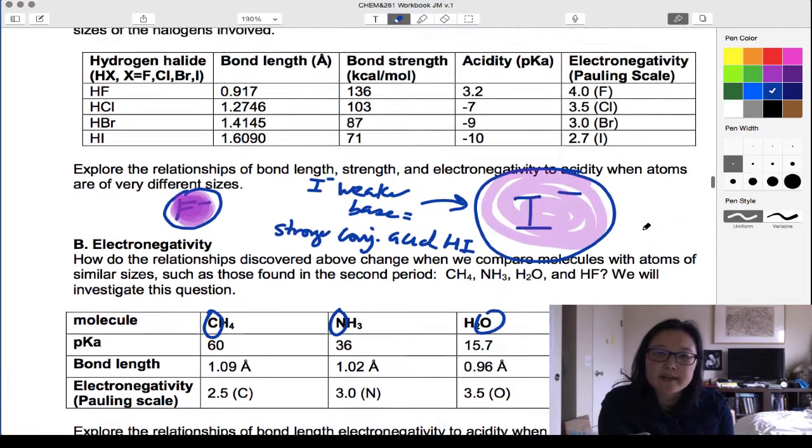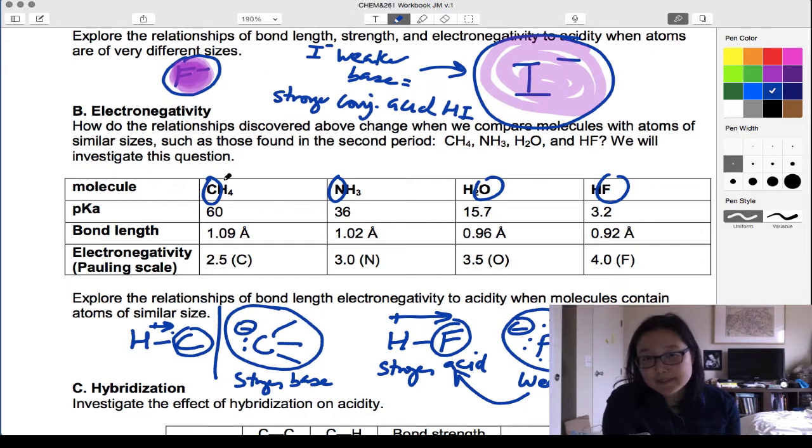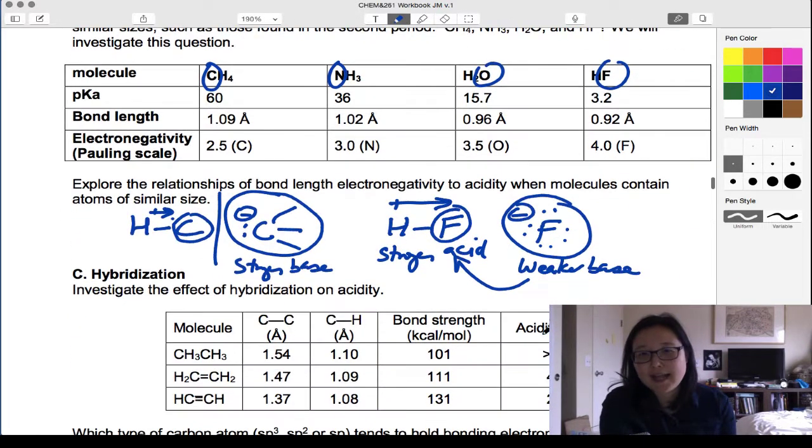Now you might wonder, up here we said fluoride was the stronger base, but we were comparing it to something really different in size, and that made a huge difference. So when you see differences in size, you really want to consider the bond length and strength and things that we talked about, the electrons being spread out in the conjugate base. You don't want to look at electronegativity so much because the higher electronegativity doesn't give you the strongest acid in this case. So when size is very different, don't use electronegativity as your explanation. But when size is similar, such as in the same period going across the periodic table, then you can use electronegativity, and there will be a strong correlation between the electronegativity and the acidity.